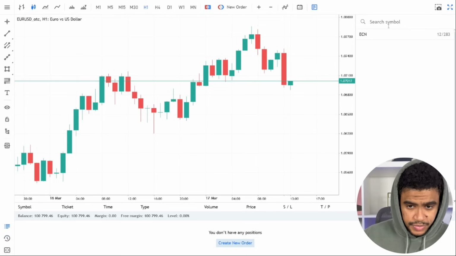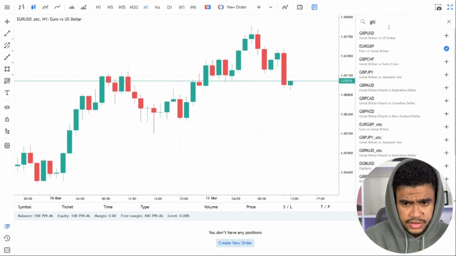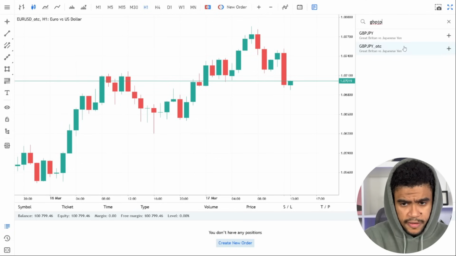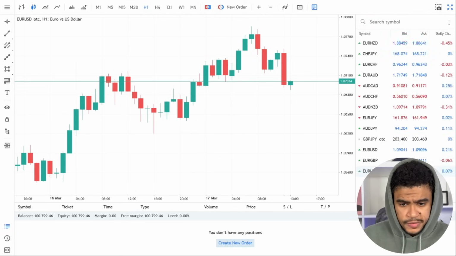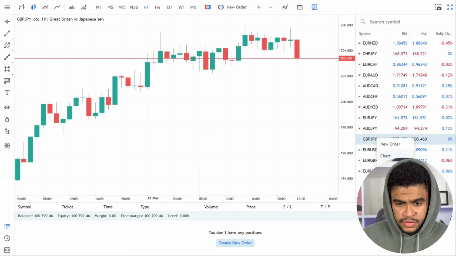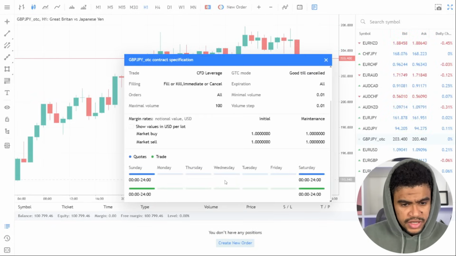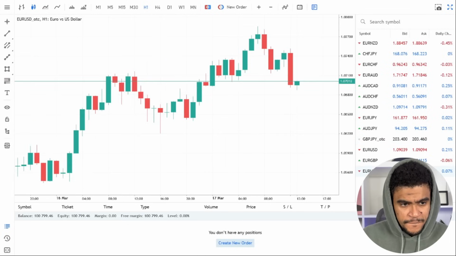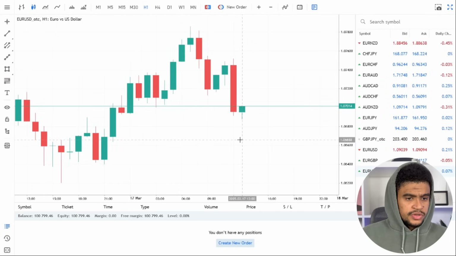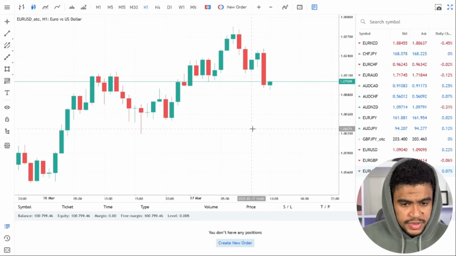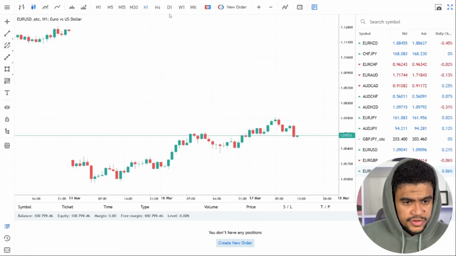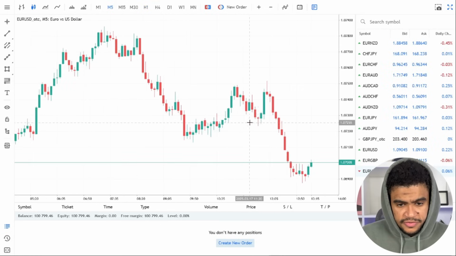So let's add a few trading assets. Let's add that. All right, this is 60 spread. Let's start with Euro United States dollar OTC. Let's open our first deal. Let's go to 5-minute time frame.